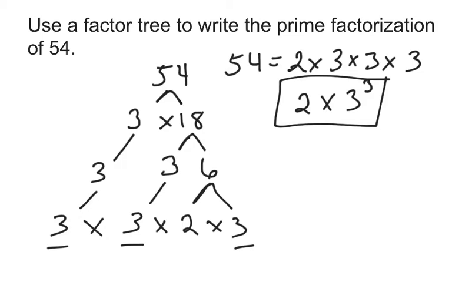So we can see here we have 2 times 3 times 3 times 3. 2s and 3s are all primes. They can only be multiplied by 1 and themselves. Remember, 1 is neither prime nor composite, so you shouldn't have any 1s in there.